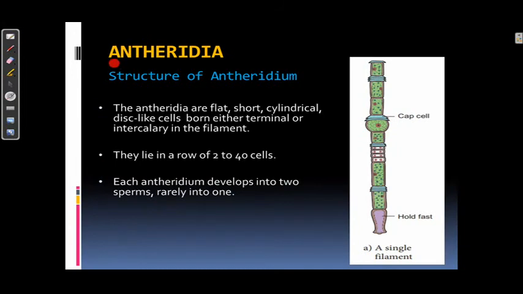First, let's know about antheridia, which is the male gametangium. The antheridia are flat, short, cylindrical structures which are borne either terminally or intercalary in the filament. They lie in a row of 2 to 40 cells, and on maturity, each antheridium develops into 2 antherozoids and rarely one.